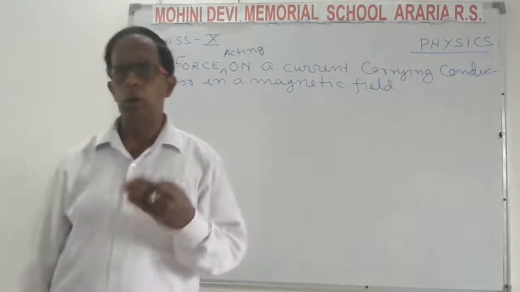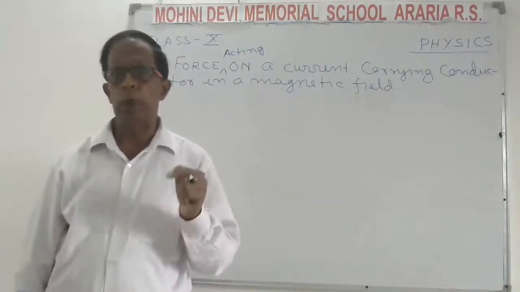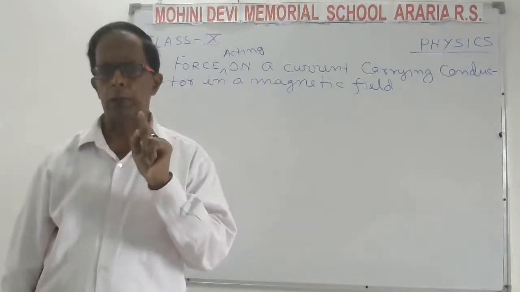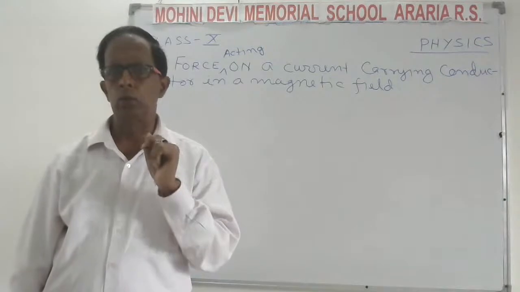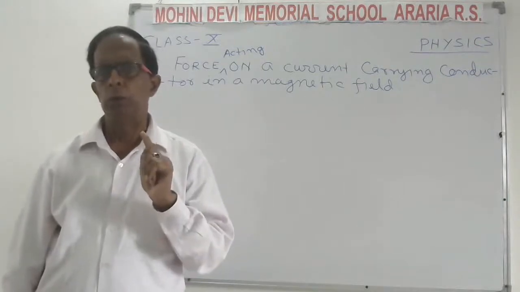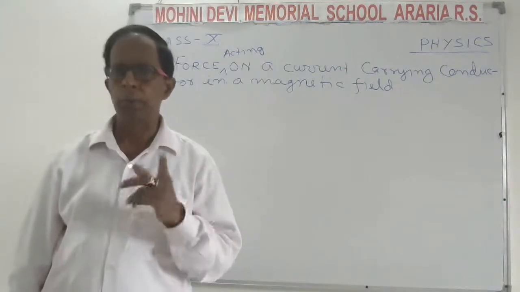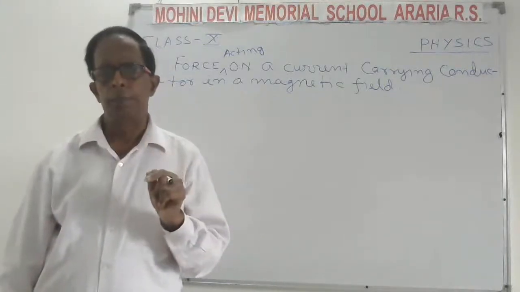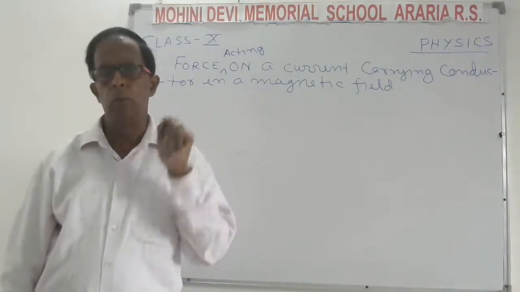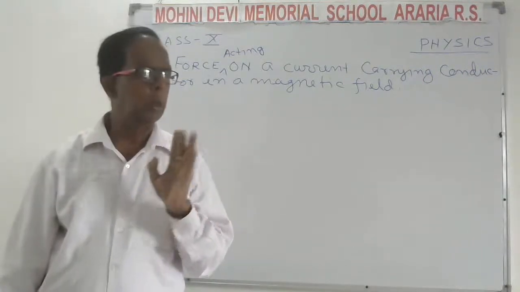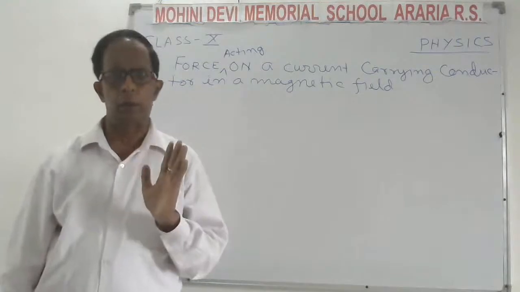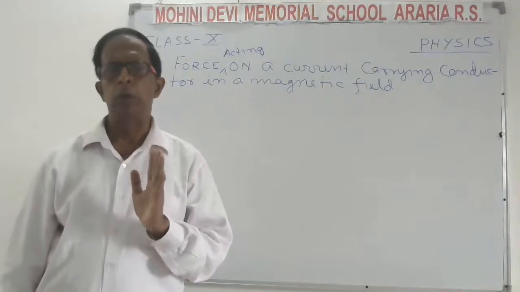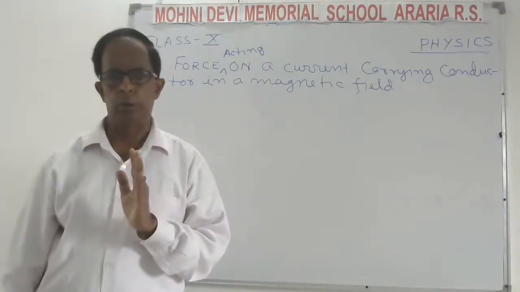I have already taught you about the force acting on a charge moving in a magnetic field. And what is the magnitude of the force we have already calculated in previous class. Here we are going to learn the force due to magnetic field on a current carrying conductor. What is the magnitude of the force and what is the direction of the force?